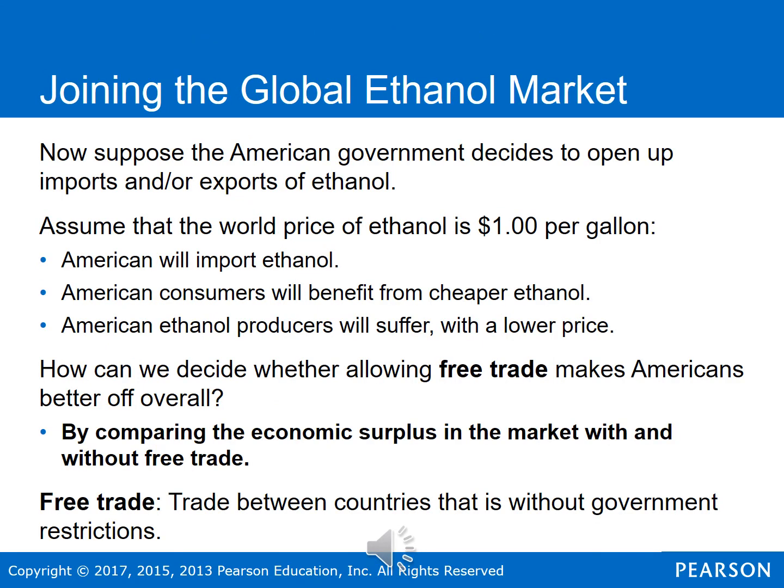Now let's suppose the U.S. government decides to open up imports and exports of ethanol. So they join the global economy, the global trade for ethanol. Now let's say that the world price of ethanol is $1 per gallon. So it's going to be lower than the equilibrium price in the United States of $2 per gallon. So what's going to happen? America will import ethanol. American consumers are going to benefit from this cheaper ethanol, but ethanol producers are going to suffer because there's going to be a lower price.